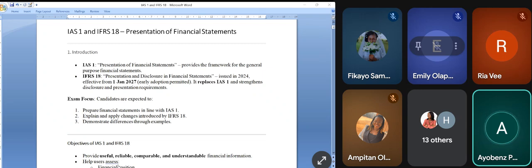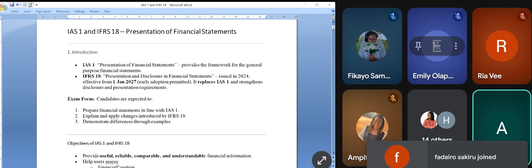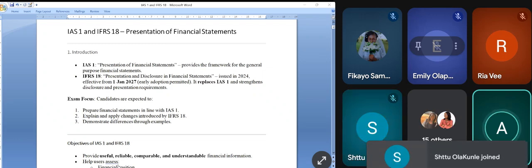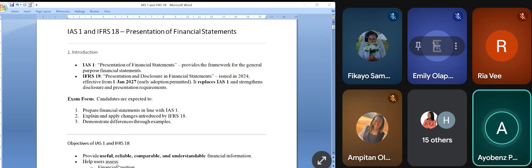It is not something that is alien to us. It's something that some of us might be familiar with. It's not something that is difficult. IAS 1 and IFRS 18 are more or less the same thing. Basically, there are little structural adjustments, and we'll look at them in this class so that you will be well grounded and detailed. So let's dive again one more time and move ahead.